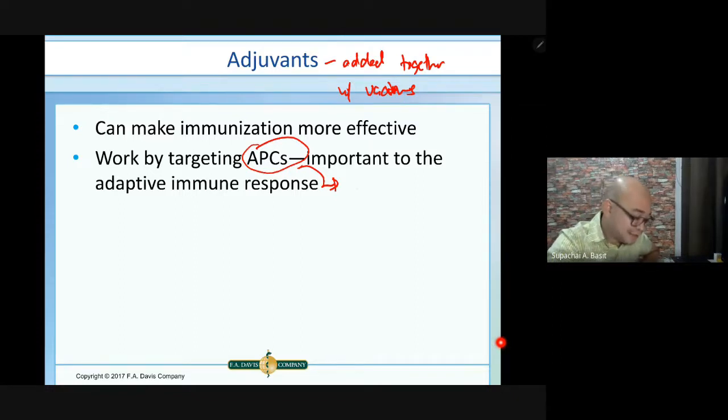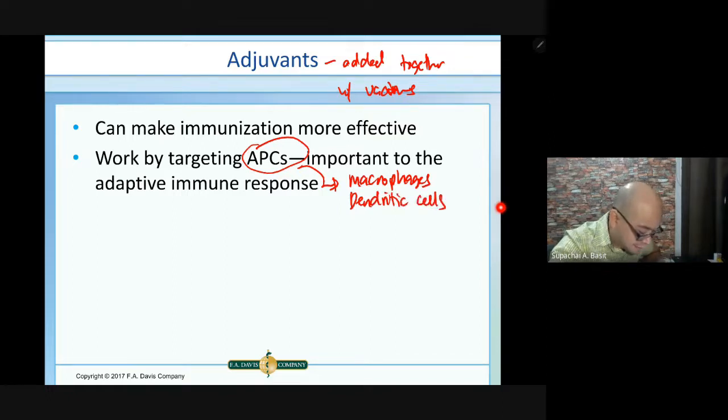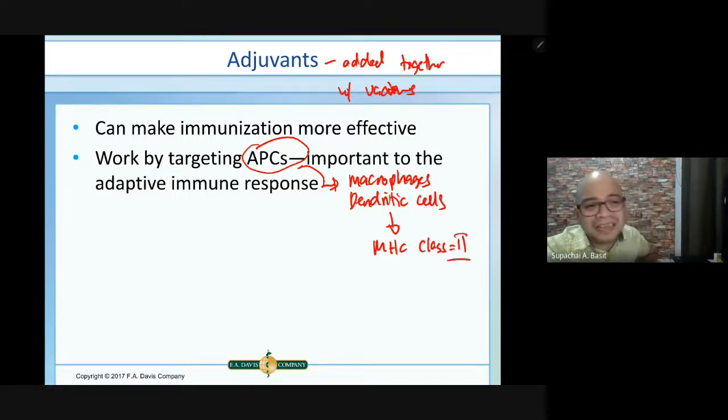Antigen-presenting cells are mostly macrophages and dendritic cells. These are examples of antigen-presenting cells. The antigen-presenting cells will display the antigenic structure, the fragments of the antigen, using the MHC class 2. We will be discussing this in detail later on.